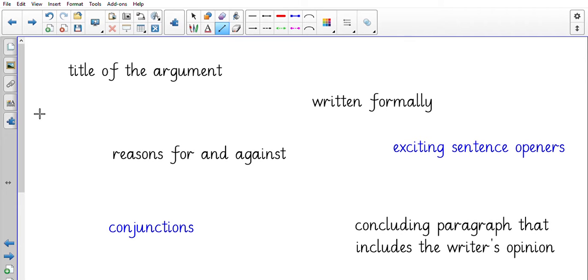Okay, so when we've spoken about writing formally and informally before, it needs to have reasons for and against and your concluding paragraph. But then I've also put, thinking about the way in which we're going to write, conjunctions. That's something we've looked at this week. There should be lots of conjunctions, and our sentences should be opened in different ways.